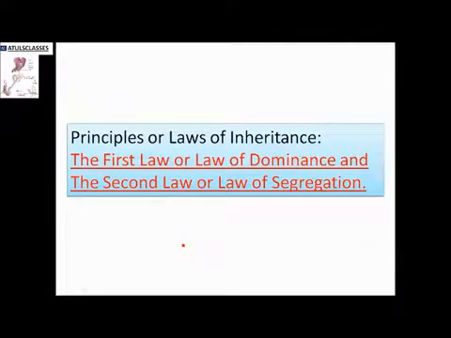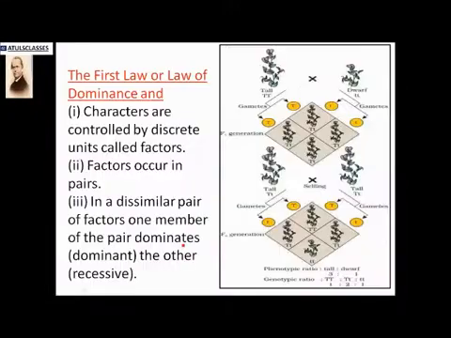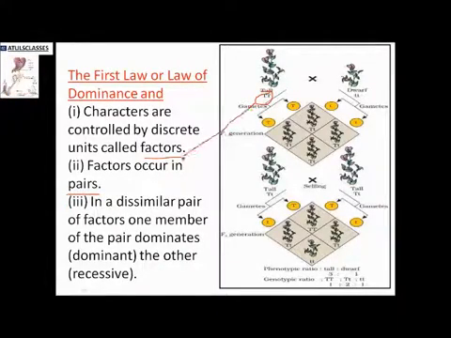So on the basis of this, laws were devised, and these laws are the first law, the law of dominance, and the second law, that is, the law of segregation. What is the first law? It suggests characters are controlled by discrete units called factors. So he didn't call them genes, but he called them factors. These factors occur in pairs. You see here, these are the factors and they are occurring in pairs.